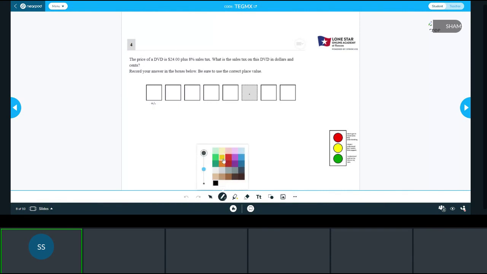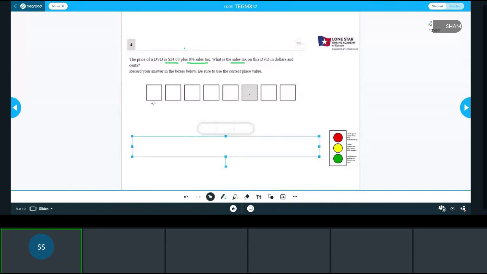The question reads, the price of a DVD is $24 plus 8% sales tax. What is the sales tax of this DVD in dollars and cents? Again, like an open-ended question. So it means if you don't know how to answer, you'll definitely miss the question. The question is not hard. Sales tax, you want to find.